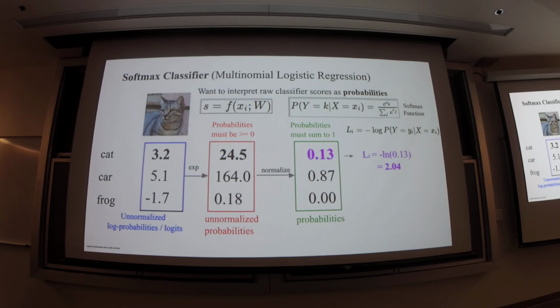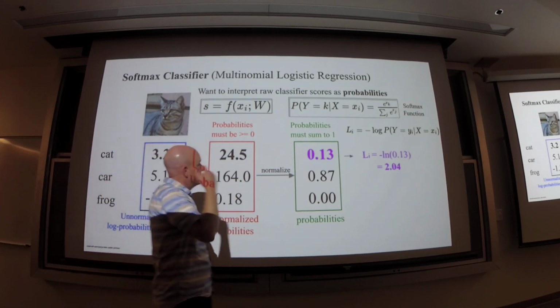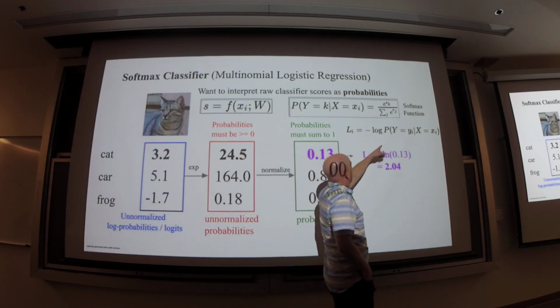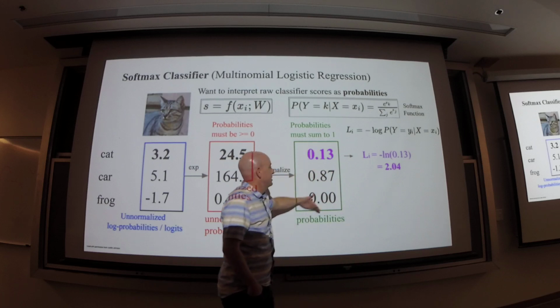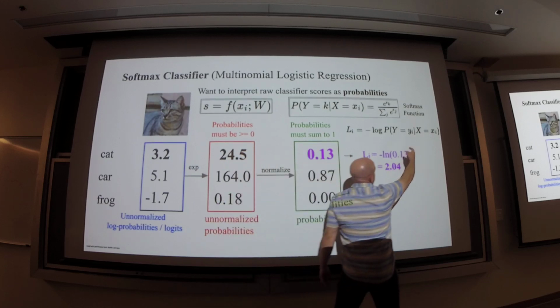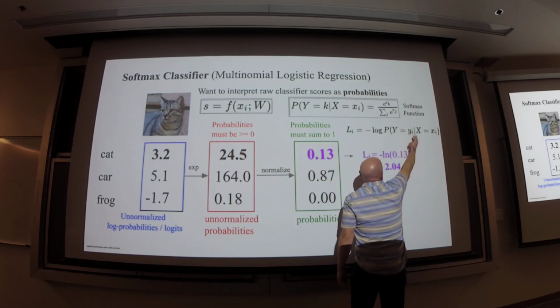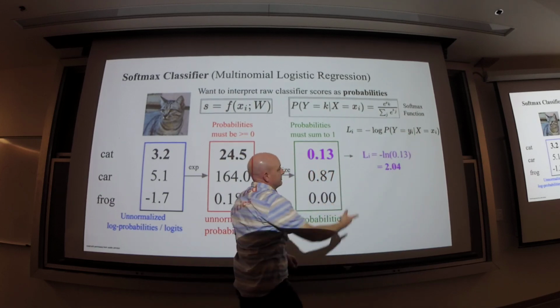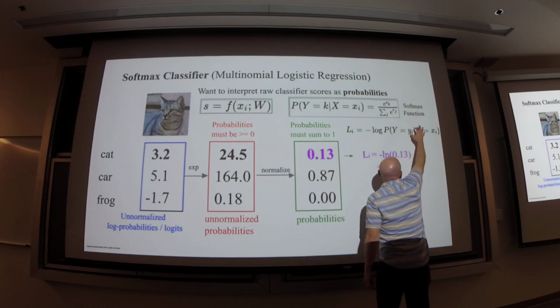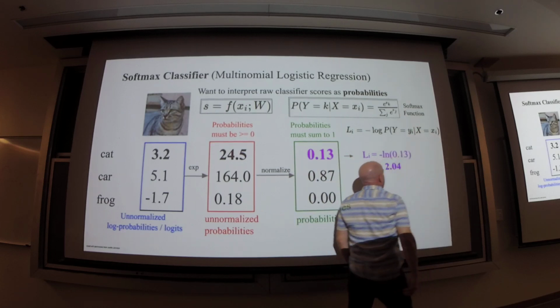So the loss that we end up using in this case is the negative of the log of the probability. We interpret this as a distribution: the probability that our class is the yi-th class, so the actual label, given the input xi.